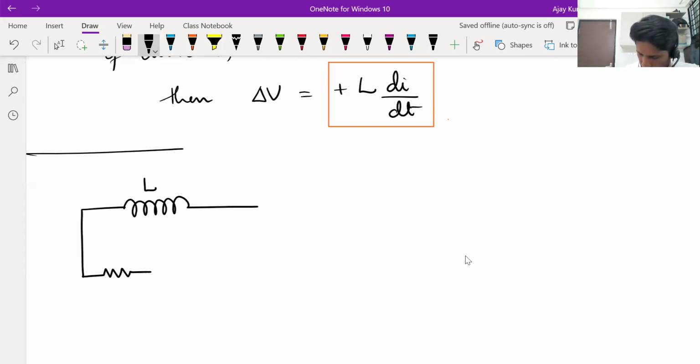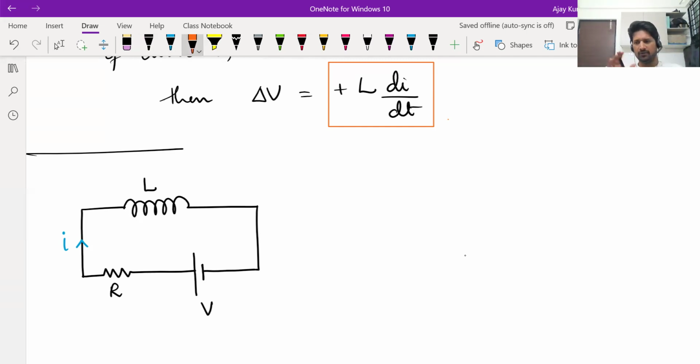I hope you remember how to write potential changes across resistors and batteries. Suppose current is flowing this way, clockwise. Resistance is R. This voltage is V. The battery voltage is V.